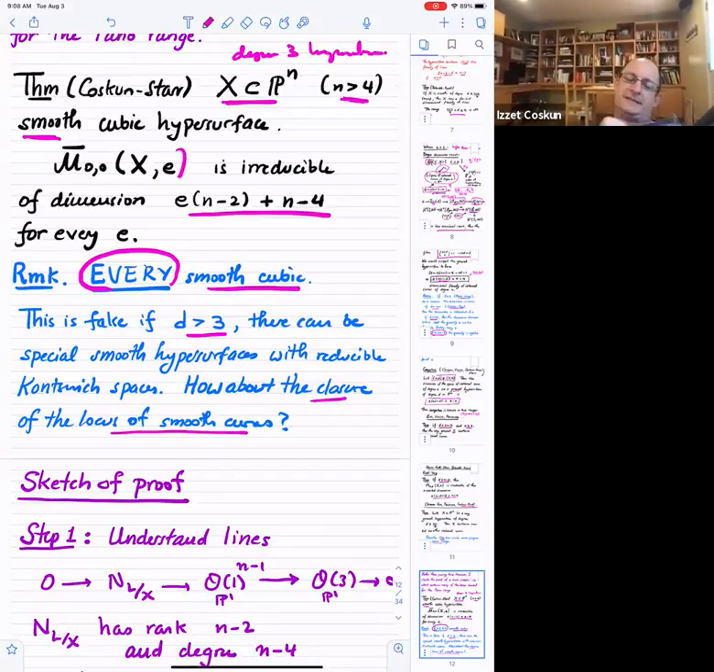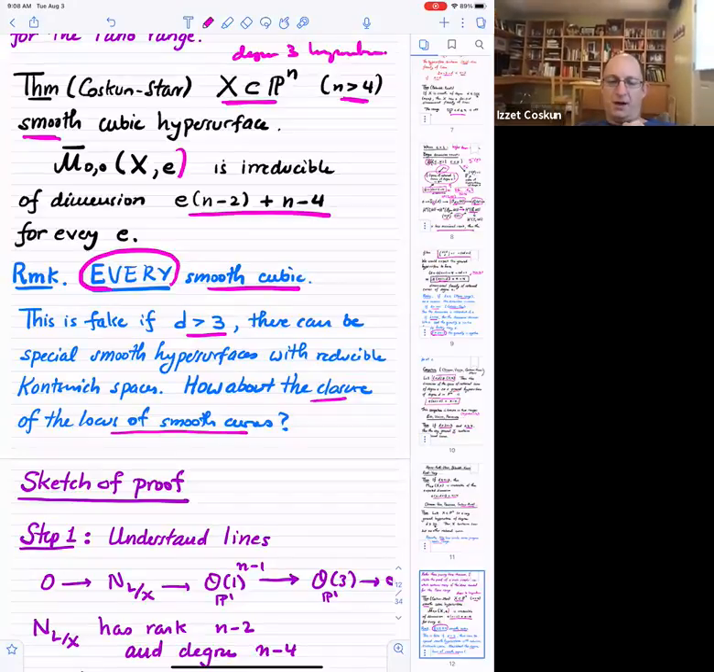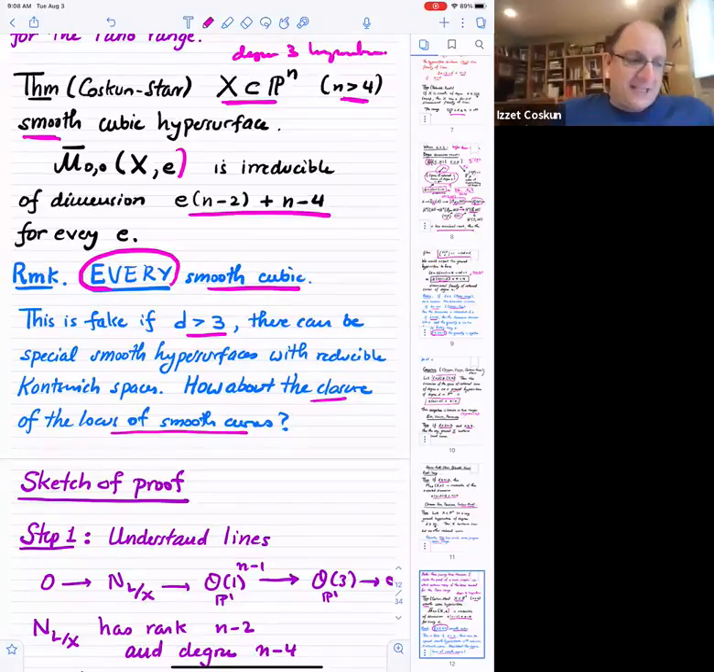The point here is that the statement holds for every smooth cubic hypersurface of dimension at least 4.